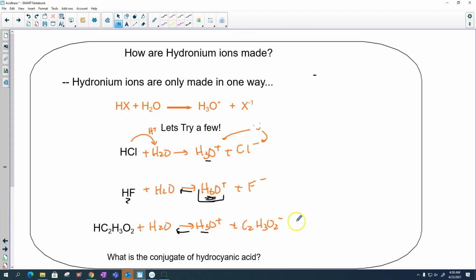Alright, what is the conjugate of hydrocyanic acid? Okay, let's try another one. Give it a try. Pause the video. What do you think? Two-step process here. One, you got to translate that word into an acid, and then you got to say, what's the conjugate of it? Okay, so HCN. Now this is an acid, and I'm going to let it give an H plus, typically to water, and what's left over? That's going to be its conjugate, CN negative 1.